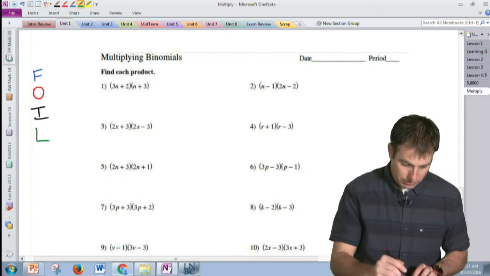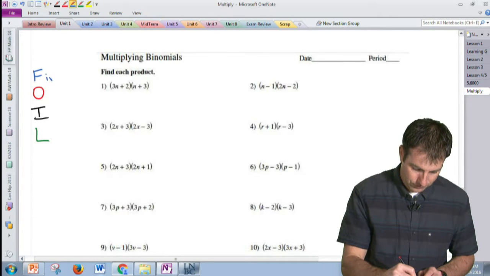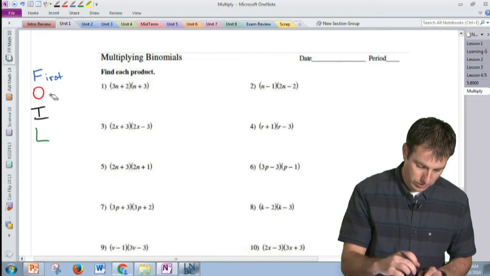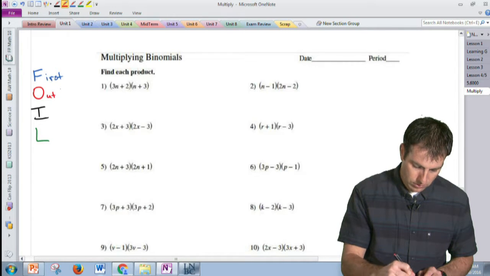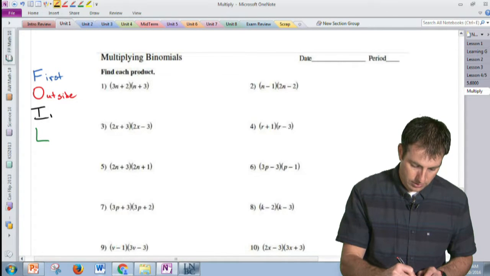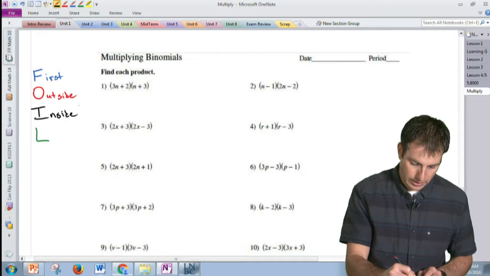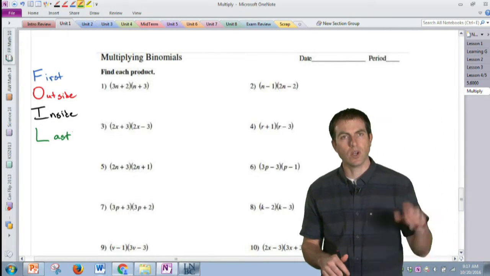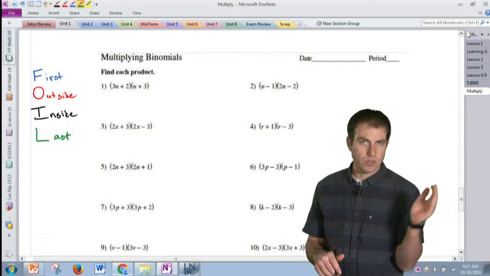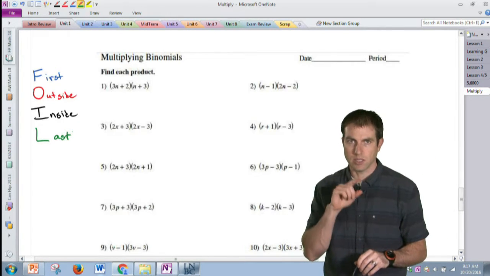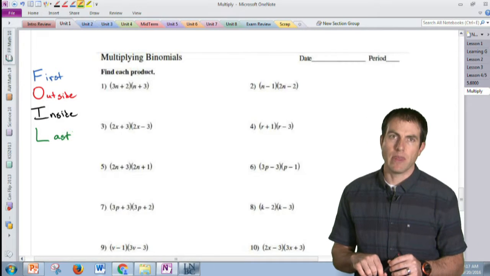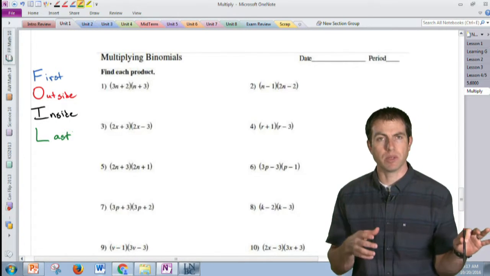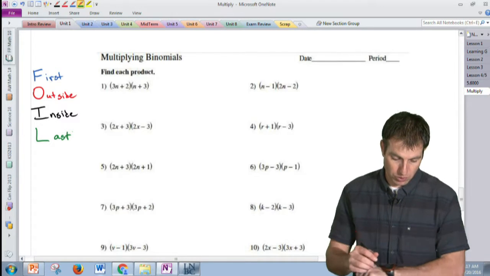So F is first, O is outside, I is inside, and L is last. So as long as we follow this process, we're always going to do these the exact same way: first, outside, inside, last. Then we will always multiply every term in the first bracket by every term in the second bracket. And that's really what we want to do.